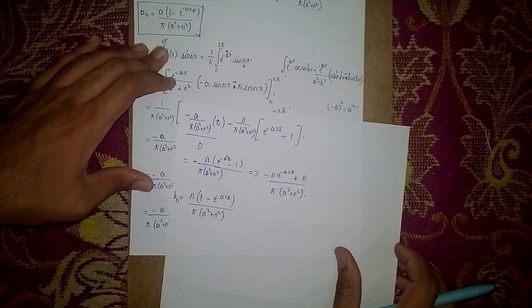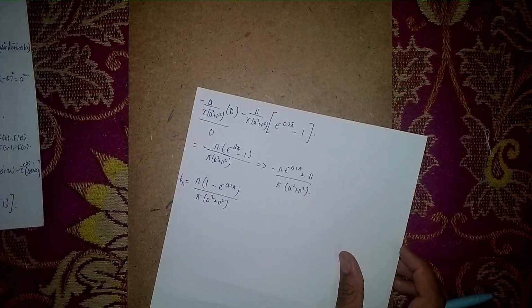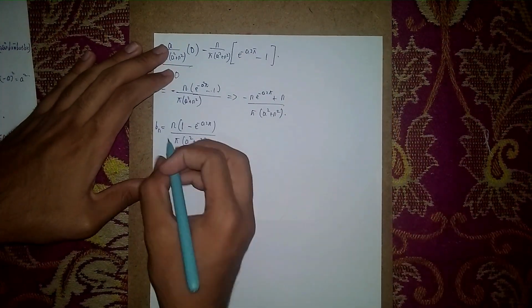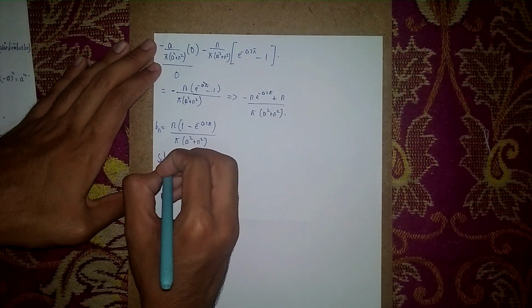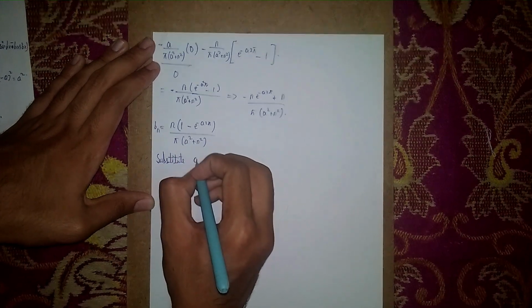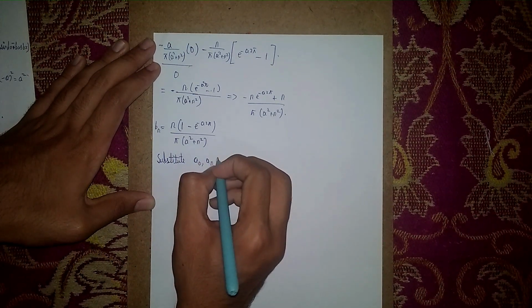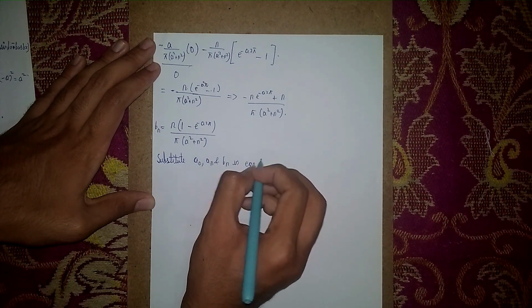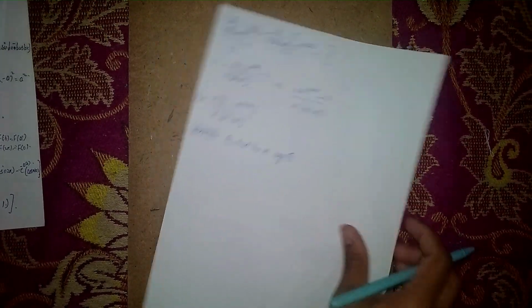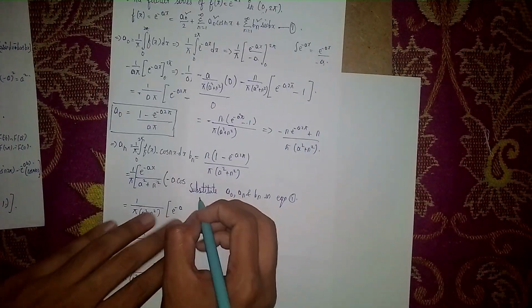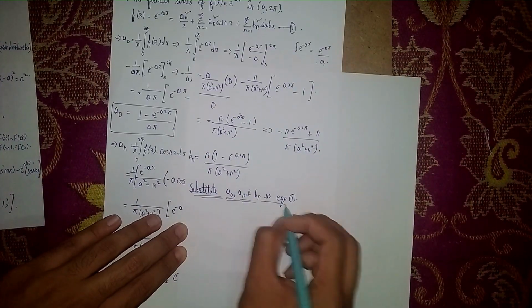Now you will write another statement. Which statement will I write here? See here. The statement is: substitute a naught, an and bn in equation 1. So what is our equation 1? This is our equation 1. Equation 1 is what? First write this. Highlight this first part.